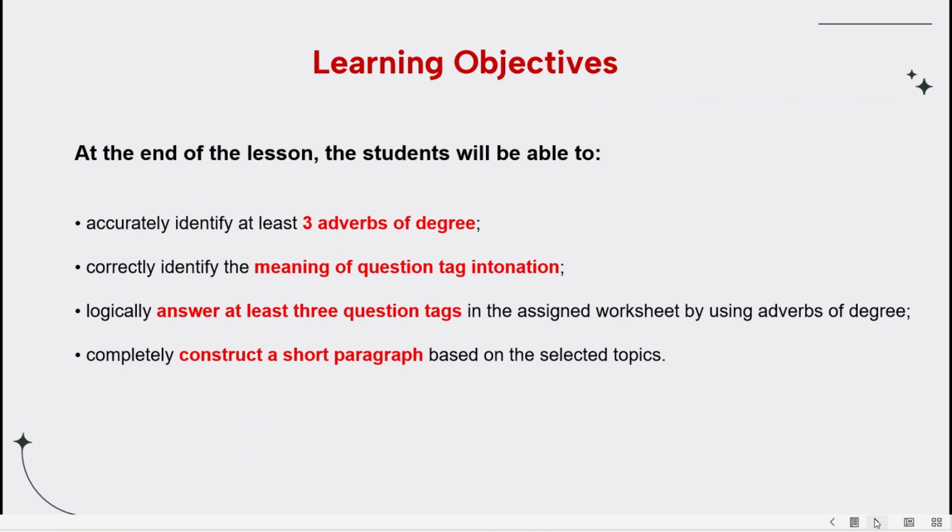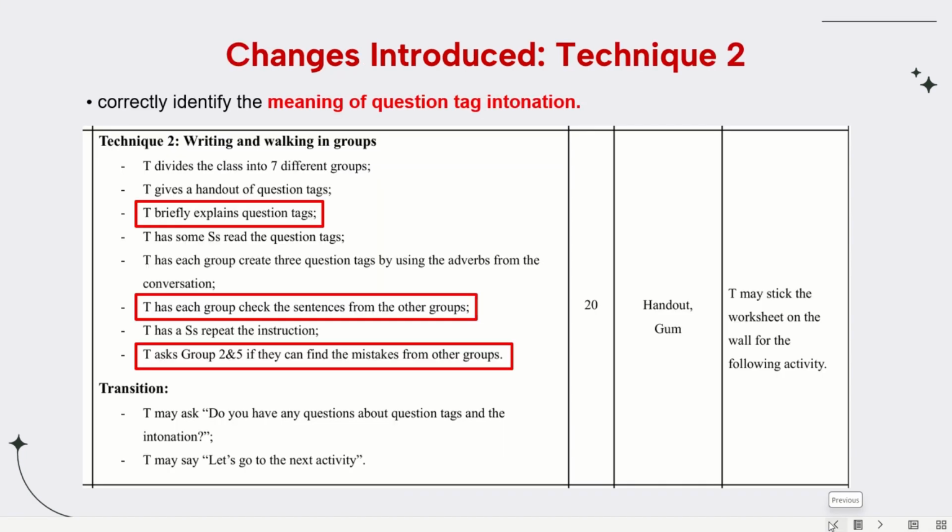And here are the objectives of the lesson plan. As I have mentioned, there are four main techniques and four main objectives as well. This means that one technique has one main objective. Allow me to introduce some changes in technique 2. The main objective of this technique is to correctly identify the meaning of question tag intonation.